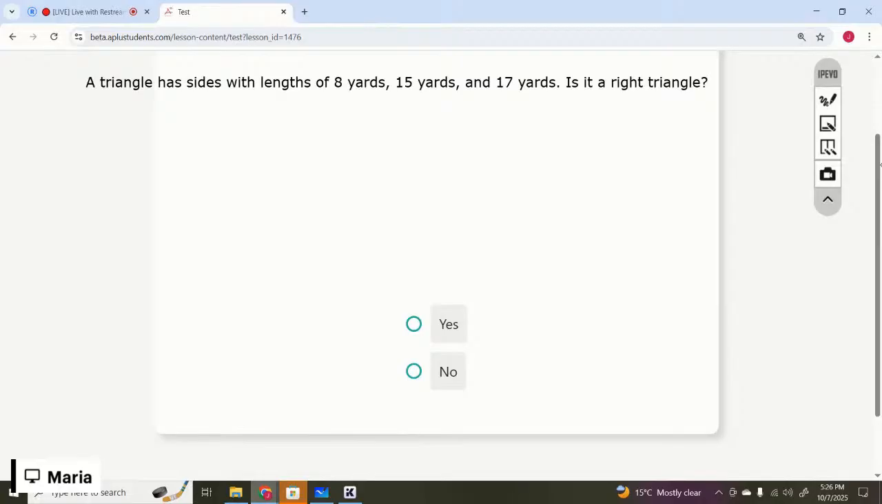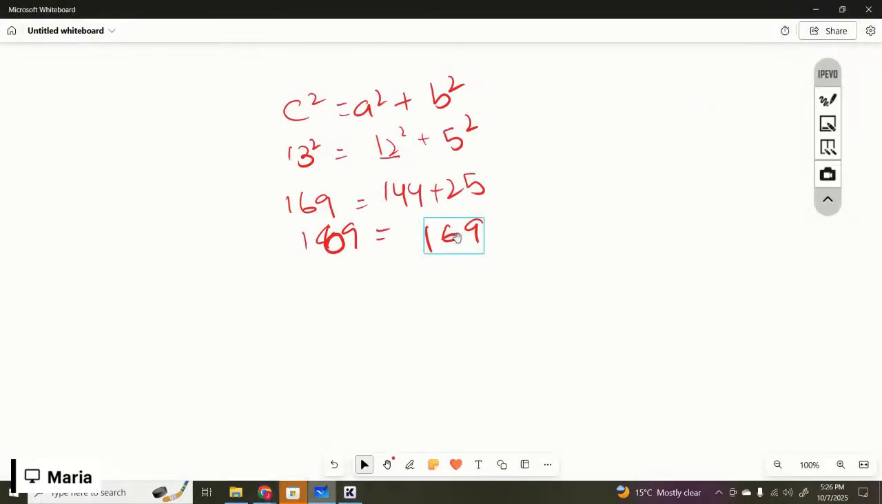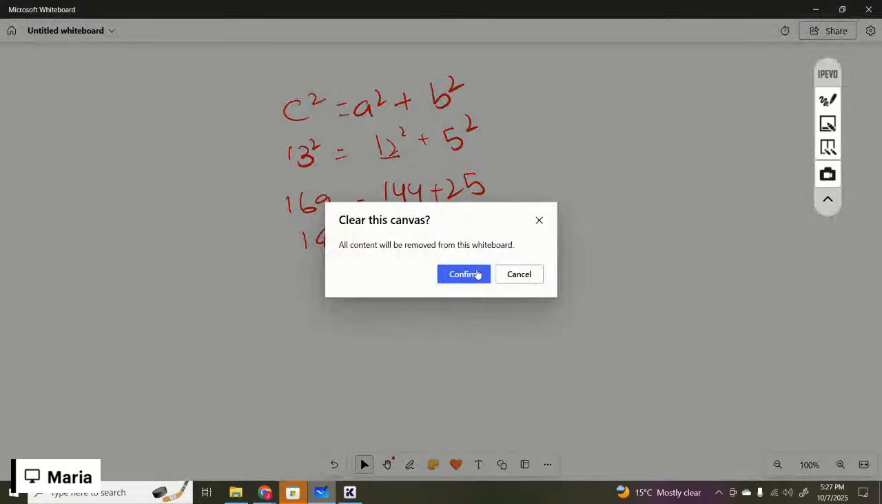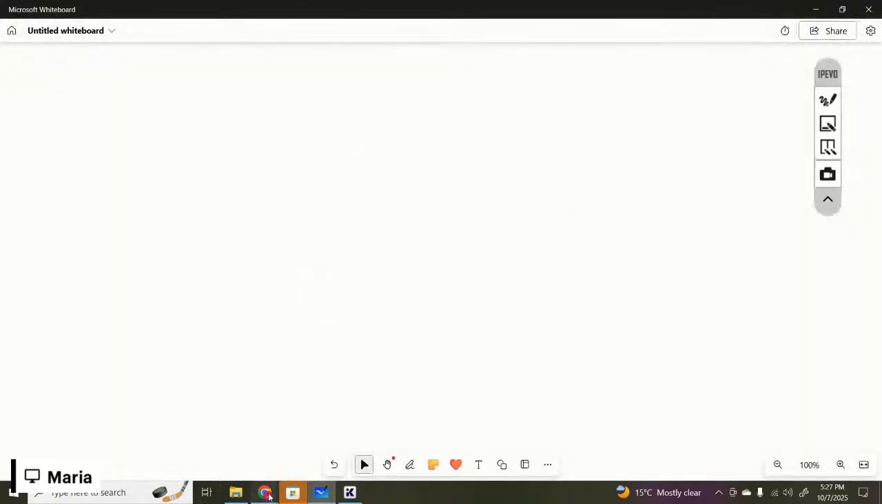A triangle has side lengths of 8 yards, 15 yards, and 17 yards. Is it a right triangle? 17 is the longest length, that must be c, right? Because the longest length of the triangle is always the hypotenuse. So that would be 17 square equals 15 square plus 8 square.